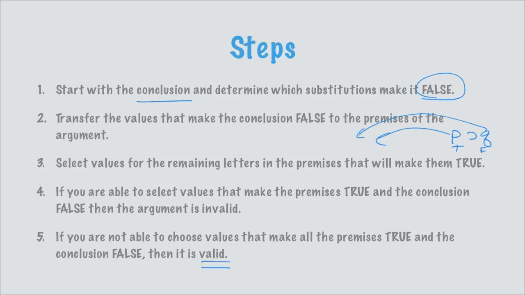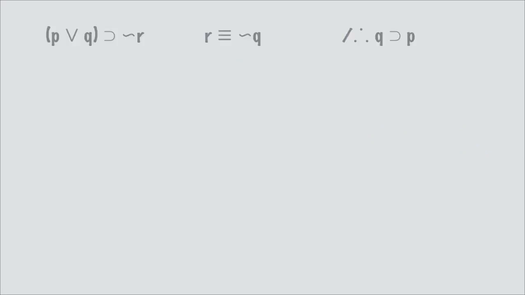Obviously, then if it's possible to make the conclusion false, transfer those values and pick other values for the other letters that make the premises true, then it's an invalid argument. So I think an example will help sort of clear up how this works. So here I have a very simple example, one we had before.